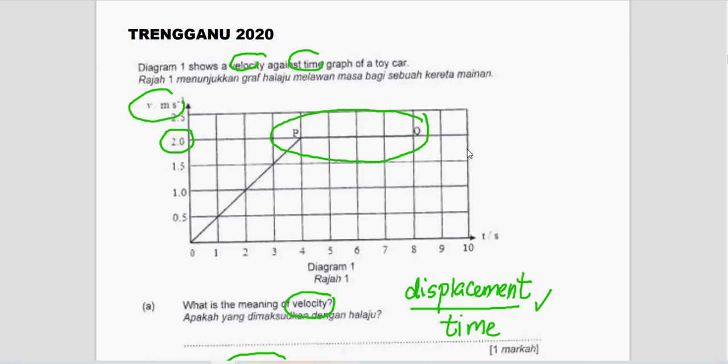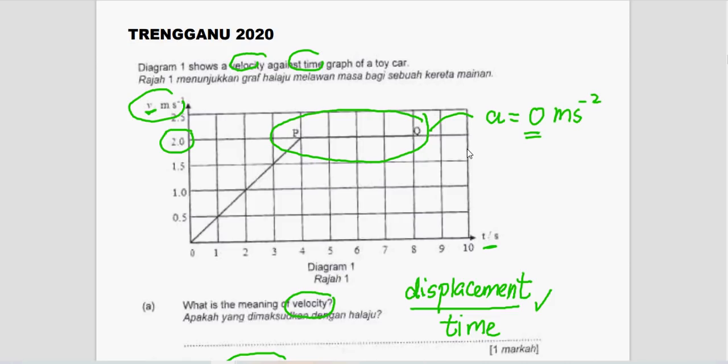Another one is you can relate it to the acceleration, because the gradient of the VT graph represents acceleration. You can see here, since there is no gradient, we can say that the acceleration is equal to 0 meter per second squared, right?